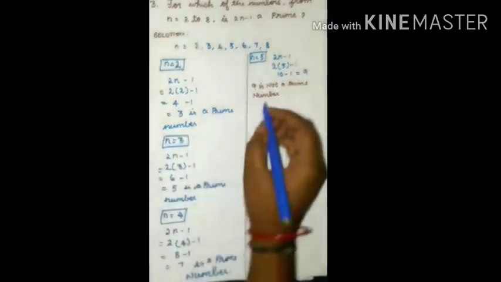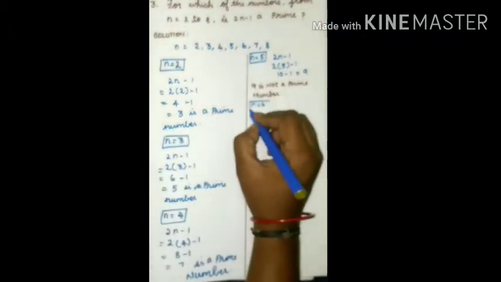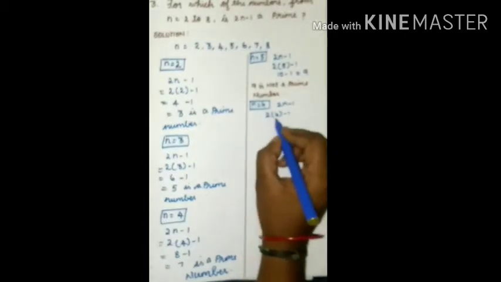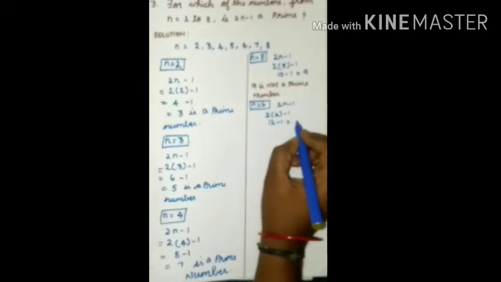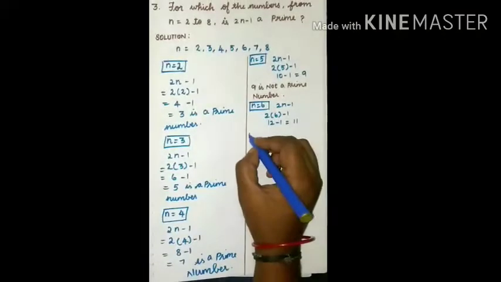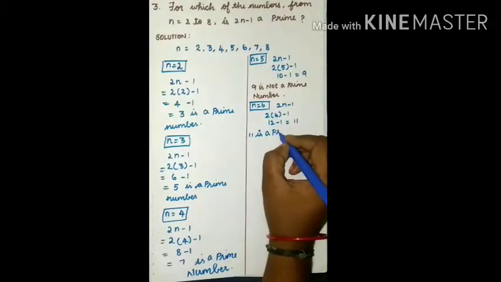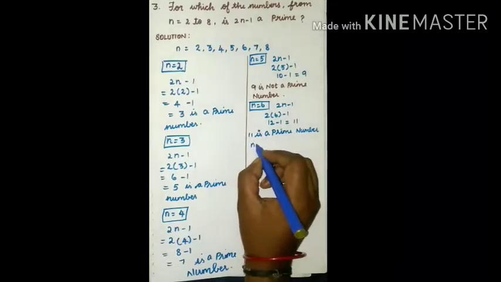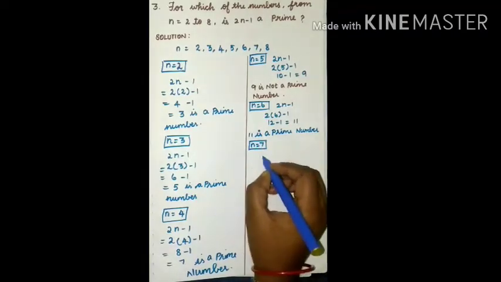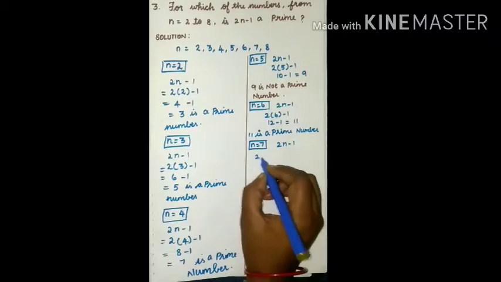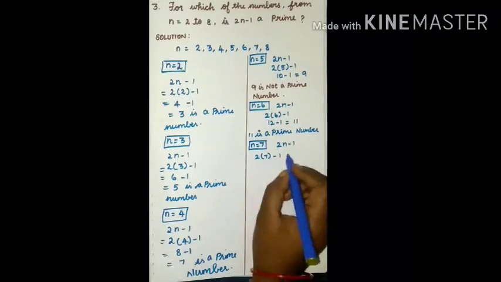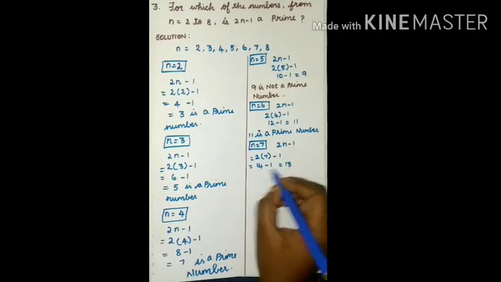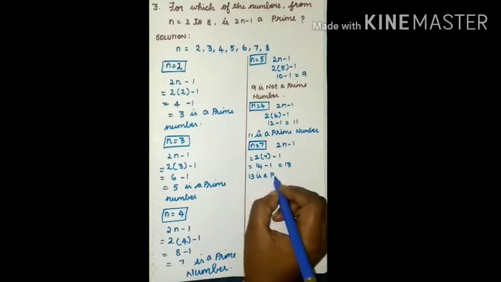So now let's substitute n value as 6: 2n minus 1 is 2 into 6 minus 1. 2 6s are 12 minus 1 equals 11. 11 is a prime number. And then substitute n value as 7: 2 into 7 minus 1. 2 sevens are 14 minus 1 equals 13. 13 is a prime number.